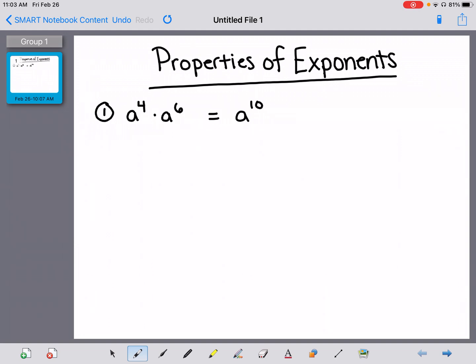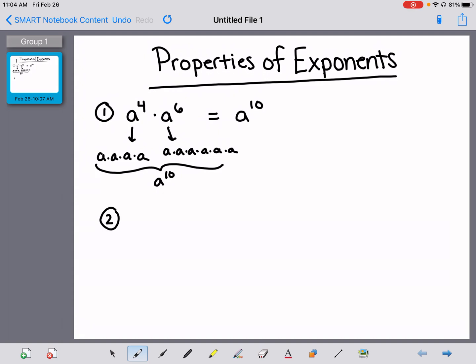And the reason that happens is because a to the fourth really means a times a times a times a. And a to the sixth means this, 6 times. So when you add all of these together, we have 10 a's being multiplied, right? 1, 2, 3, 4, 5, 6, 7, 8, 9, 10. You can count them. And so that becomes a to the 10th power. So anytime we're multiplying terms that have the same base, right? The base is the a, we add the exponents.